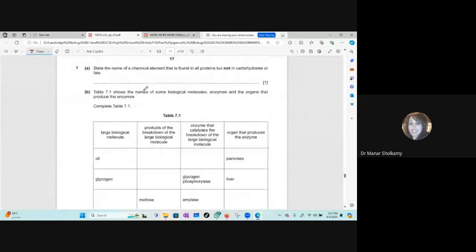This exam doesn't finish. State the name of a chemical element that is found in all proteins but not in carbohydrates. This is easy.